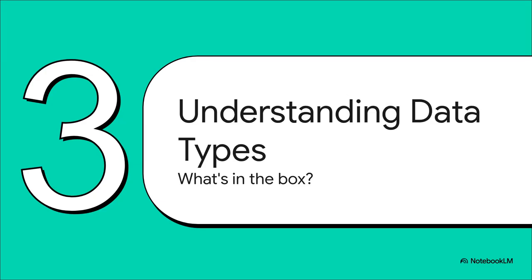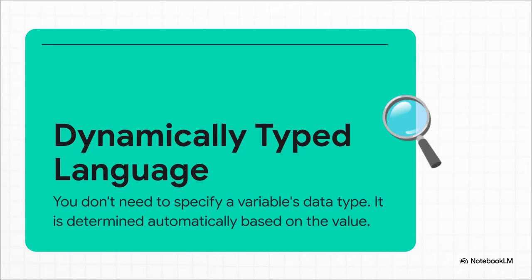All right, so we've got our labeled boxes. But what are we actually putting inside these boxes? What kind of information are we working with? Well, that brings us right to our next building block, data types. So JavaScript is what's called a dynamically typed language. Whoa, sounds complicated, right? Don't worry, it's not. All it really means is that you don't have to tell the box ahead of time what kind of stuff you're going to put in it. JavaScript is smart enough to figure it out on its own when you give it a value. This is awesome because it makes the language really flexible, but as you'll see in a minute, it means we have to be just a little bit careful.